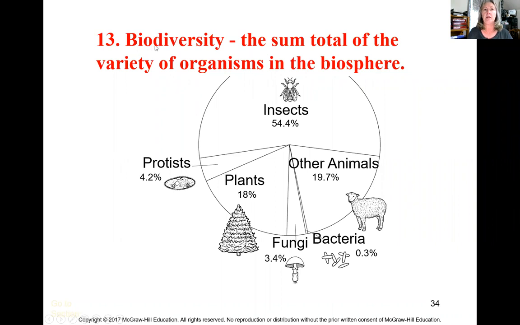Bio means life, diversity, all the different changes and the different varieties. So if we look at this pie graph, protists are one-celled organisms. They reproduce asexually, and they don't really change a lot. We don't have a lot of different species of protists. Plants, 18%, fungi, bacteria, fungi or decomposers.